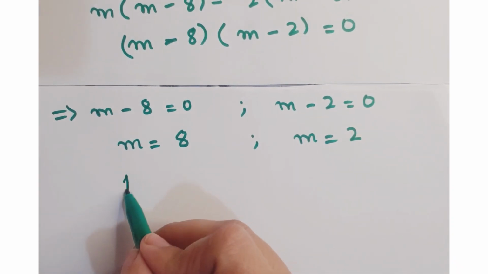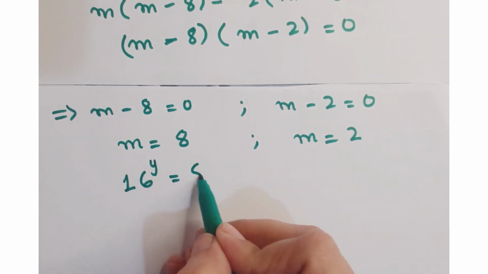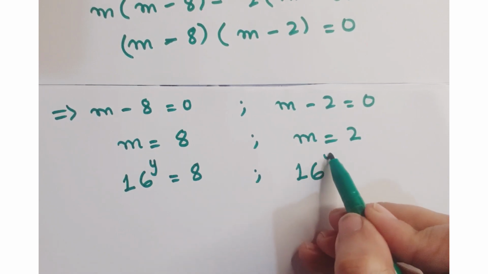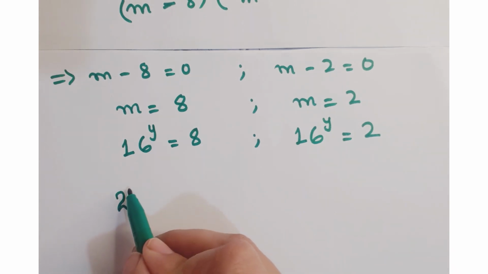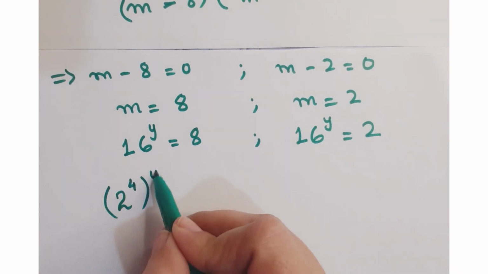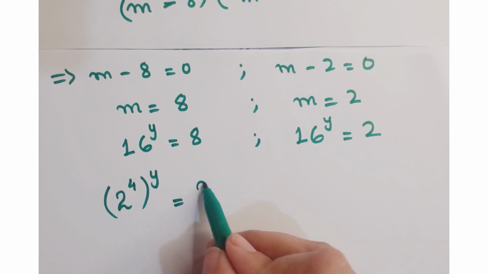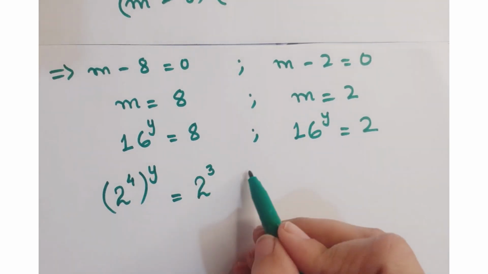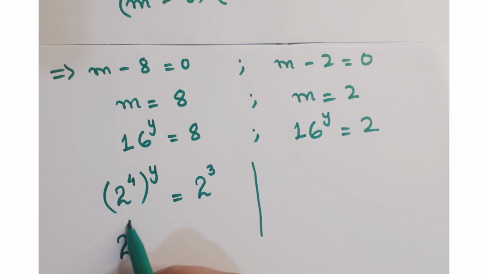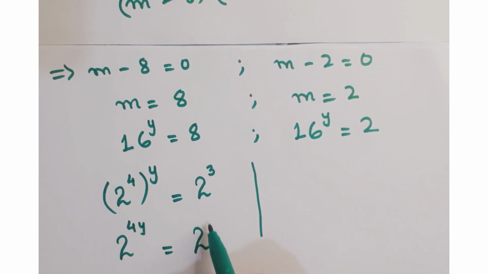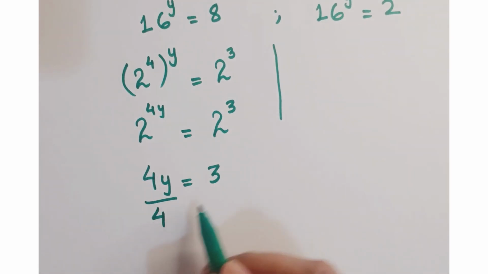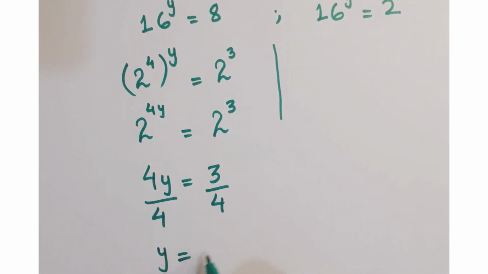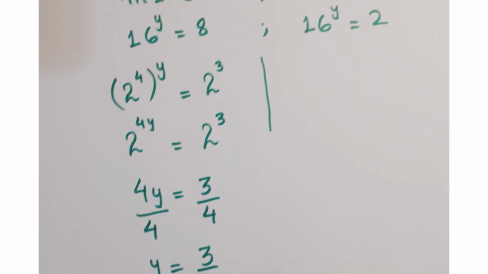Since we assumed that m is 16 to the power y, just replace it with 16 to the power y. Just write this 16 as a power of 2, 2 to the power 4, and write this 8 as a power of 2. Further, you can say this is 2 to the power 4y is equal to 2 to the power 3. Since the bases are the same here, we can just equate their exponents, right? So divide by 4 on both sides, so we have y is equal to 3 upon 4.